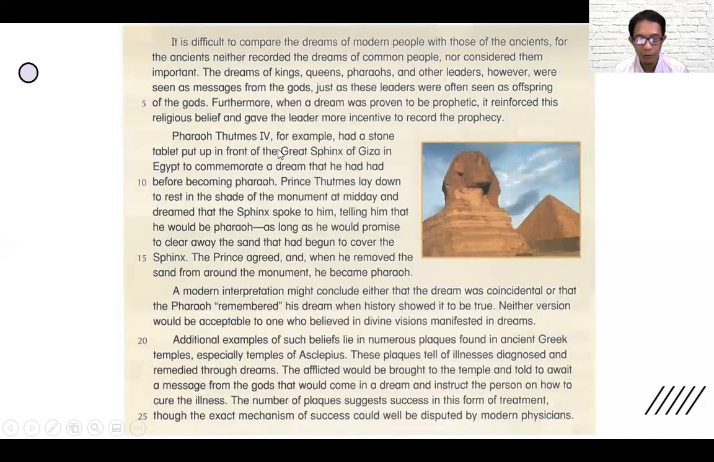Pharaoh Thutmose IV, for example, had a stone tablet put up in front of Giza, blah blah blah, and so on. Nah, dari situ kita akan mendapatkan penjelasan bahwa, oh, Pharaoh Thutmose keempat ini yang dia lakukan dengan mimpinya adalah mencatatnya. So that's what you get from scanning. Okay, that's one. Now, the thing is that we cannot separate skimming from scanning.